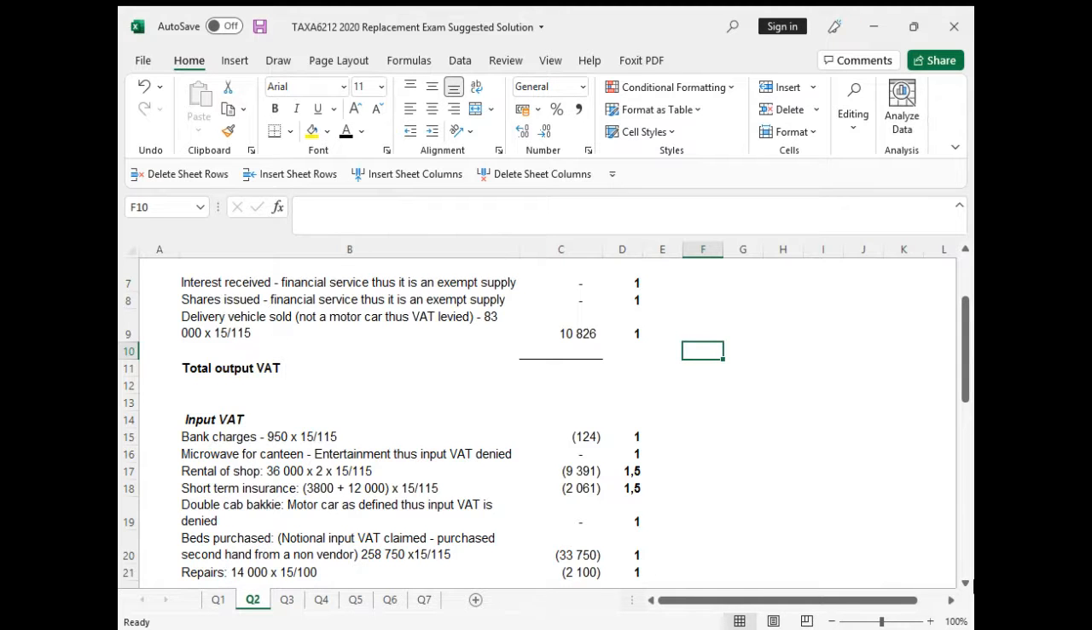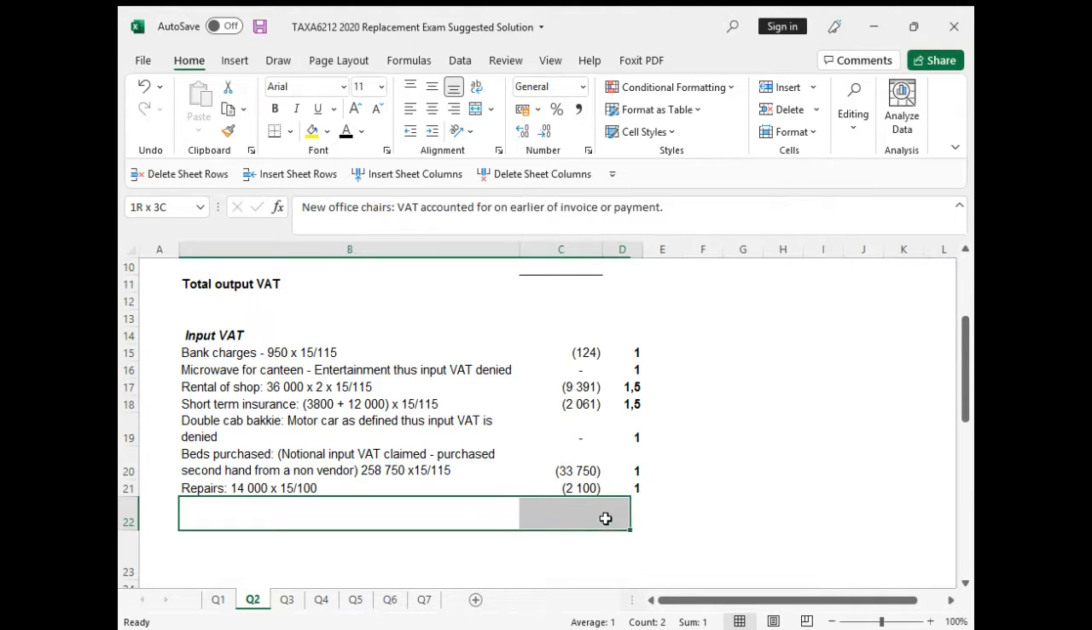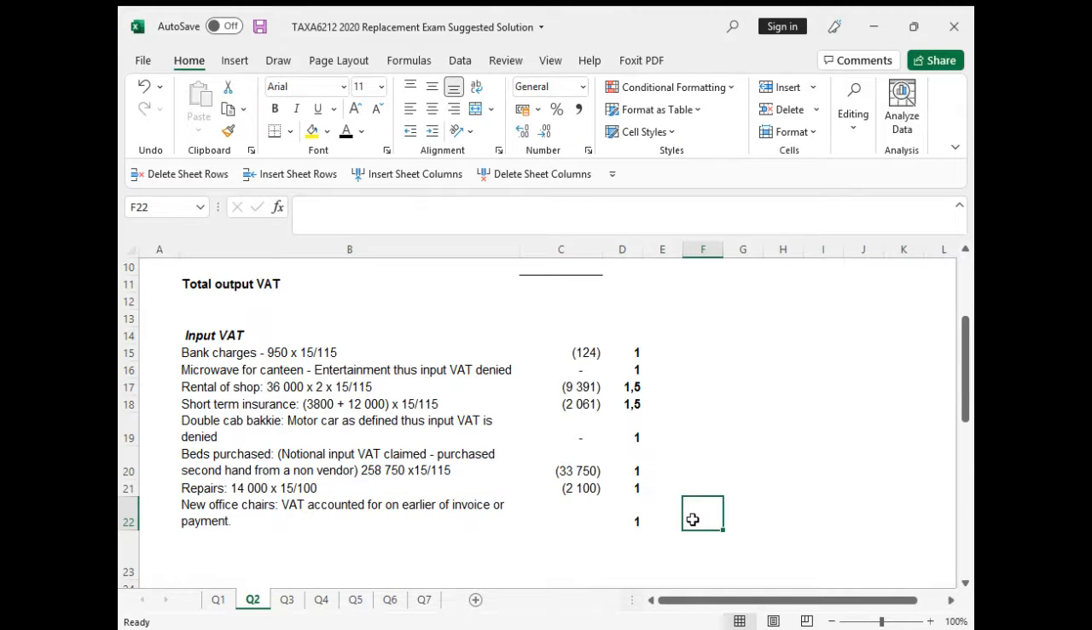Then the new office chairs, we said because of the fact that they gave you dates in February, you had to go look at the general rule. We apply VAT at the earlier of payment or invoice date. Now we were already invoiced in February. So for that reason, VAT is accounted for on the earlier of invoice and payment date. So you would not actually include an amount.